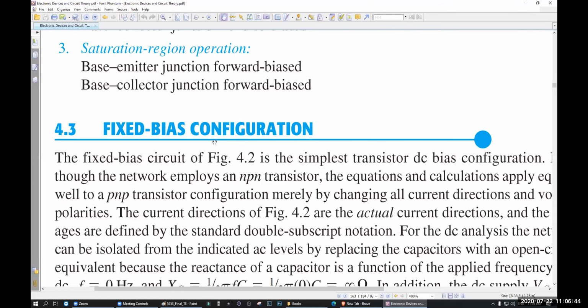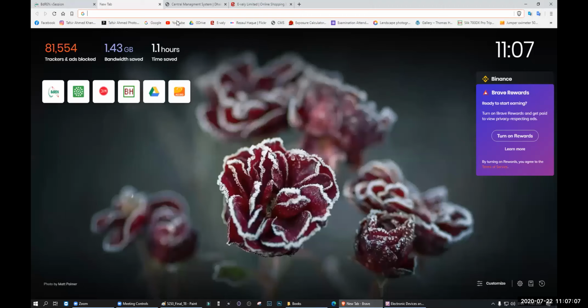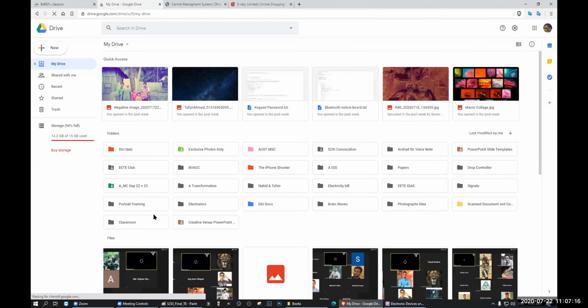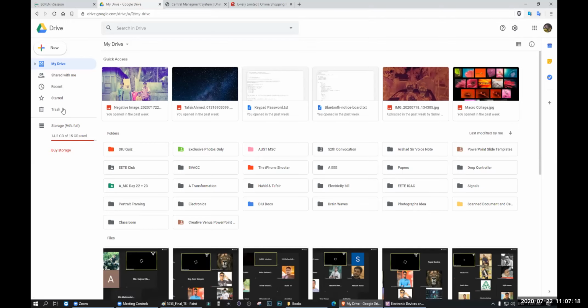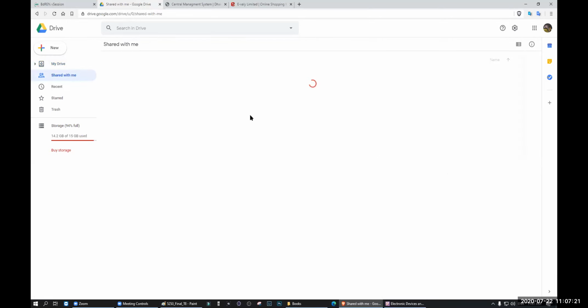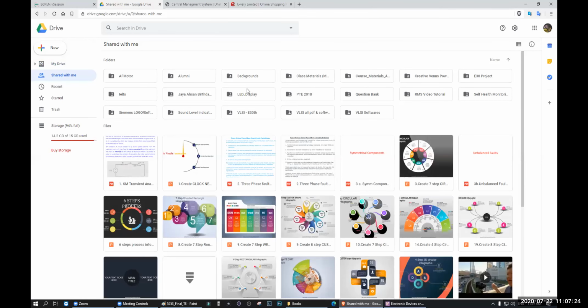Here, you can see the fixed bias configuration. Remember, you have 4 different types of biasing technique, and we will be learning all 4. Let me show you a slide. I have already given you this slide, but you haven't understood yet. Wait a minute, I'm going to give you the slides.